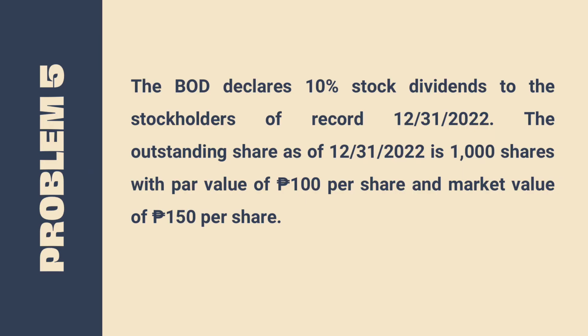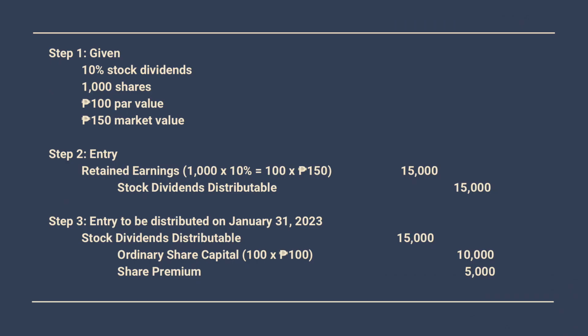For problem number 5, the BOD declares 10% stock dividends to the stockholders of record 12/31/2022. The outstanding shares as of 12/31/2022 is 1,000 shares with par value of 100 pesos per share and market value of 150 pesos per share. Step 1. The given are 10% stock dividends, 1,000 shares, 100 pesos par value, 150 pesos market value. Step 2. Entry.